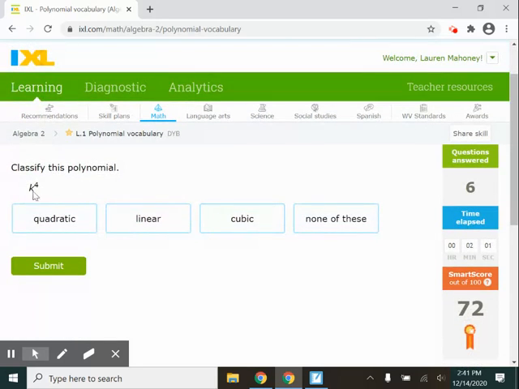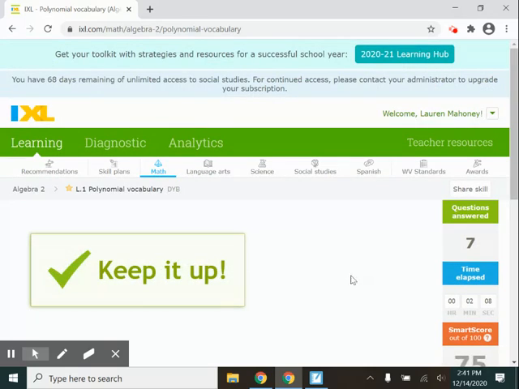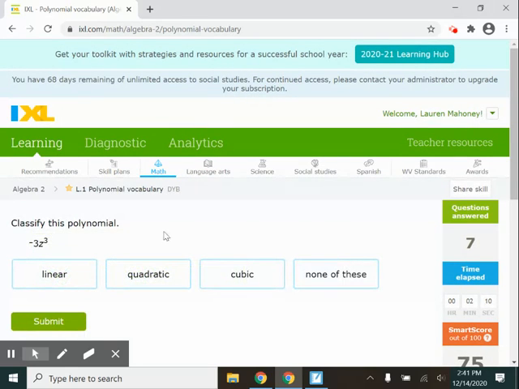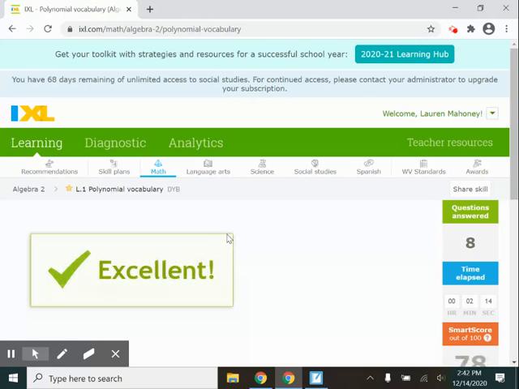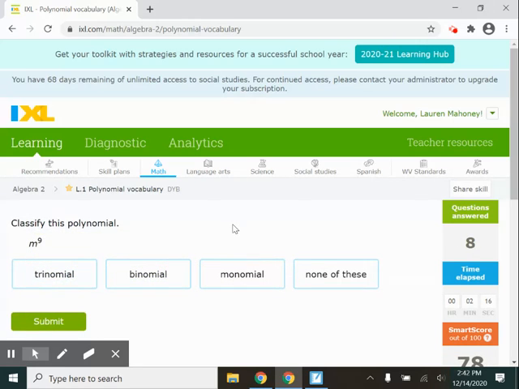This one, highest degree is 4. Well, it's not quadratic, linear, or cubic, so we would pick none of these for that one. And again, classify the polynomial, highest degree is 3, so we would pick cubic. So this section should be relatively easy for you to complete. I guess this is also one that has not come up.